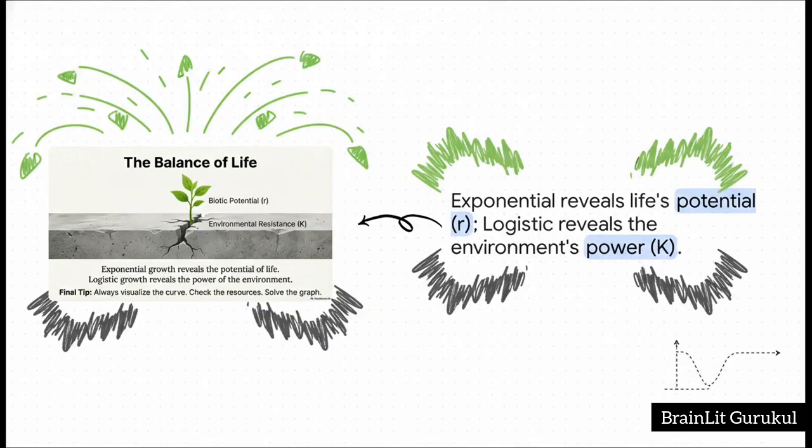So let's end on this image, because I think it captures the entire story perfectly. That plant's unstoppable drive to grow, that's its biotic potential, it's R. But the concrete pushing back, that's the environmental resistance, the thing that sets the carrying capacity, K. So if you walk away with one final thought, let it be this. Exponential growth shows us life's incredible potential, but logistic growth shows us the environment's immense power. You understand that balance? And trust me, you are going to be more than ready for your exam.